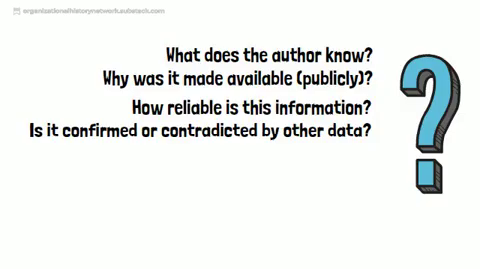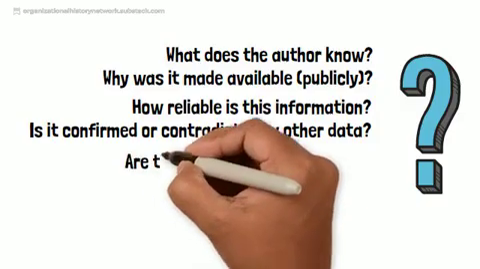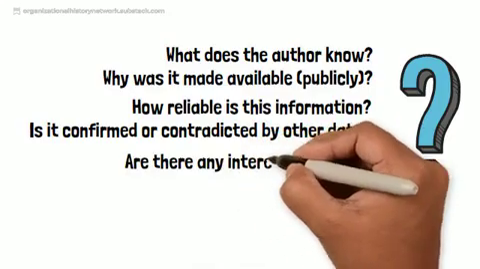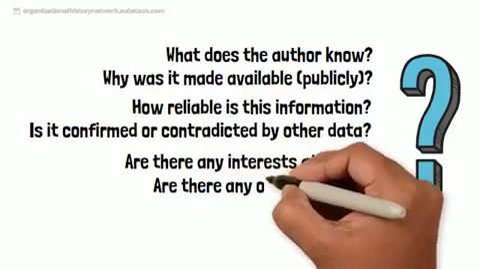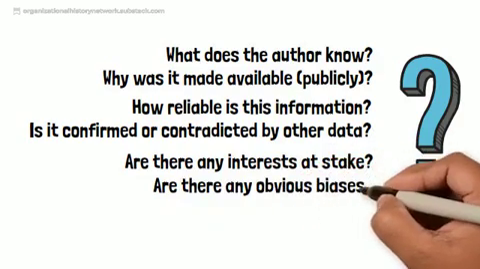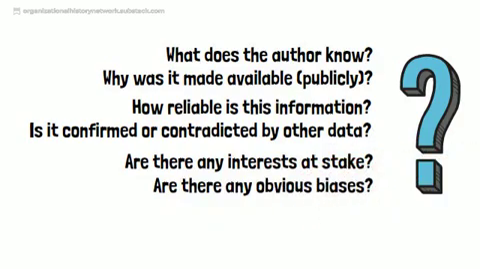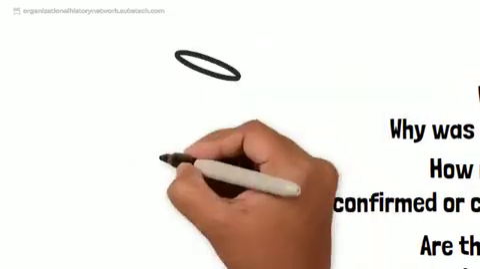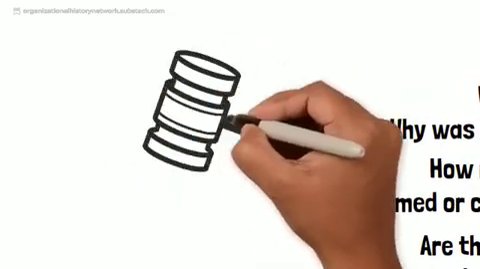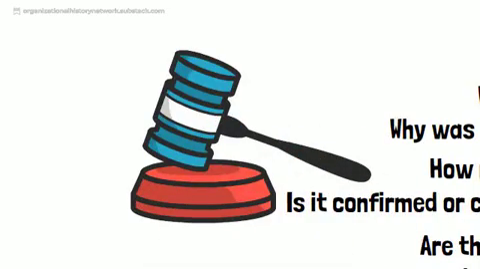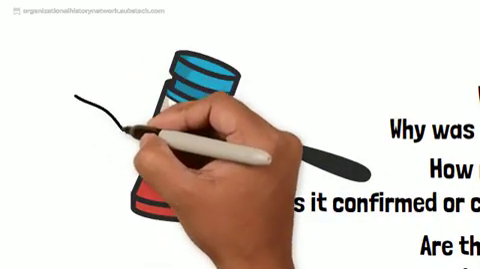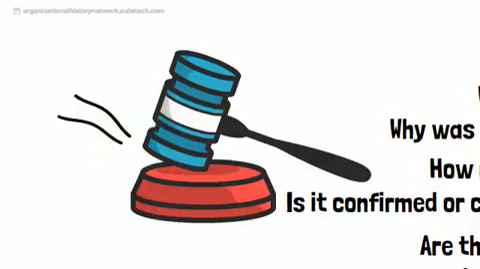So you might also ask yourself questions such as, are there any interests at stake? Are there any obvious biases evident in this data? So these are key questions that you need to answer when you're working with texts. Now, essentially what you're doing is you're judging the text. You're making an evaluation of their viability. Is it something that is useful, that looks reliable? Is it something that shows biases?